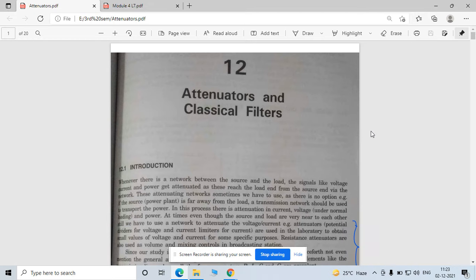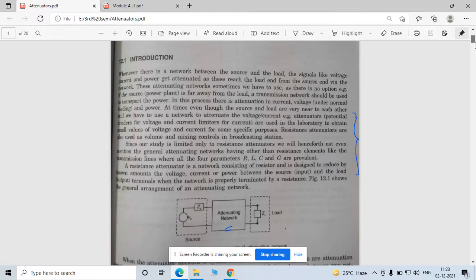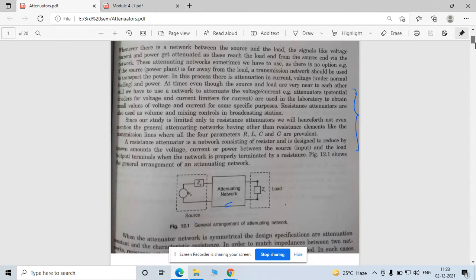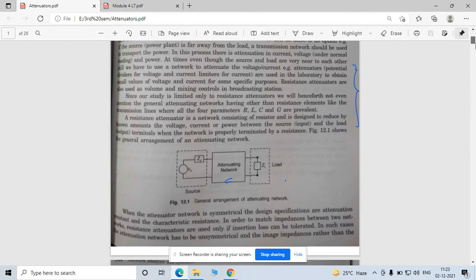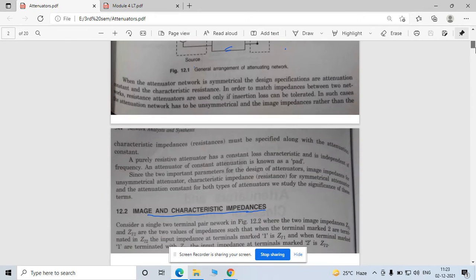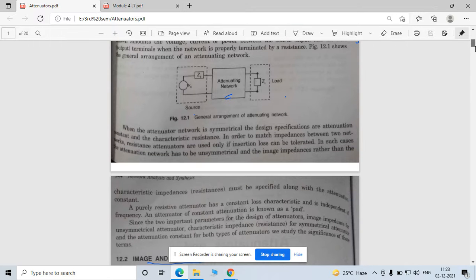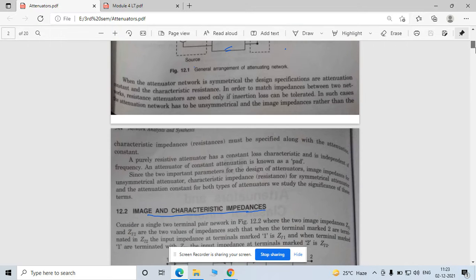Hello guys, good morning. In the last lecture, we started attenuators, so today we will try to finish it. We already discussed what an attenuator circuit is and why this circuit is used in your main circuit, or in your transmission line, right?